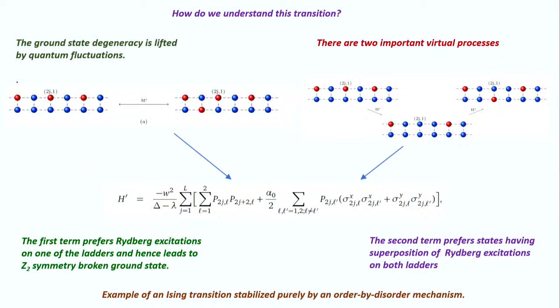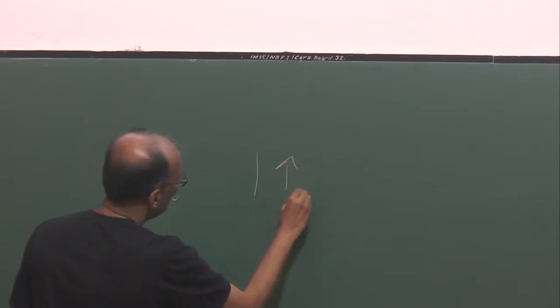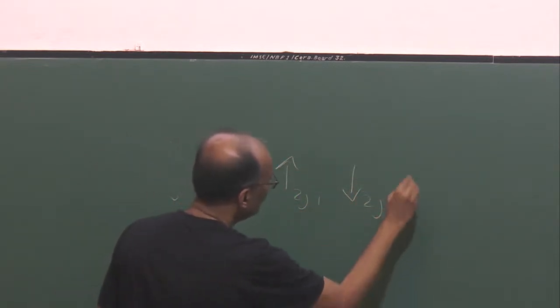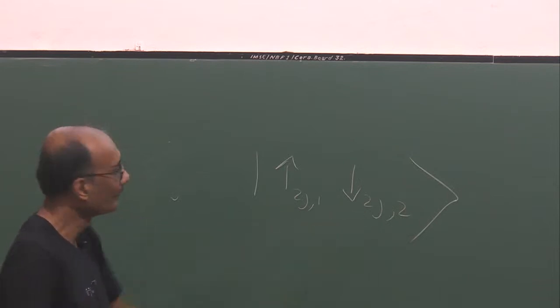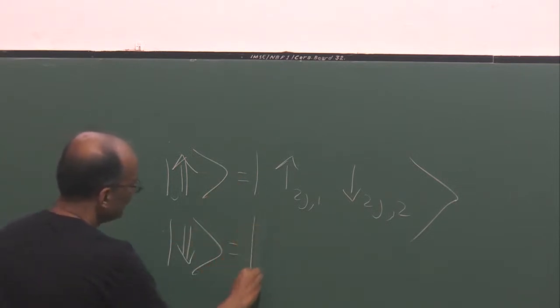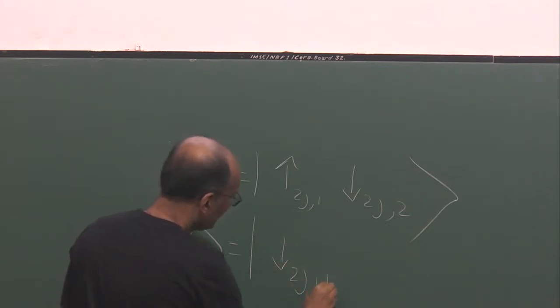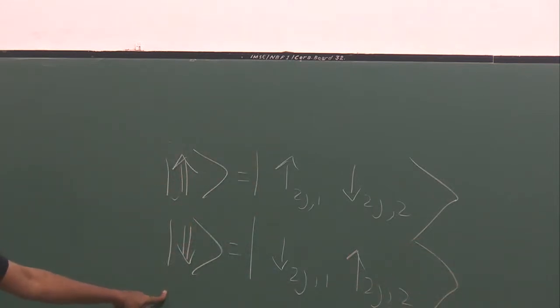So this is something that I haven't talked about, but let me just tell you that if you now define a pseudo spin operator, do I have a chalk? Yeah. So let me define a state which is up spin on the 2Jth site of the first ladder and down on the 2Jth site of the second. Let me call this up. And then there is a down, which is just this. Now, in terms of this up and down, I can define my spins.